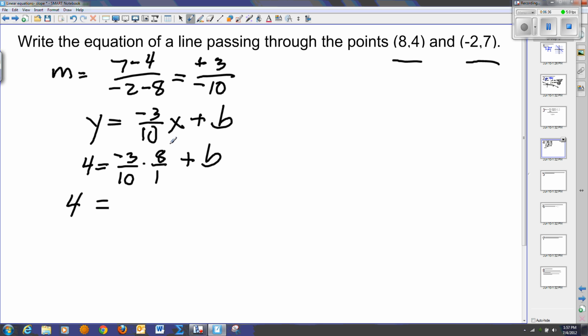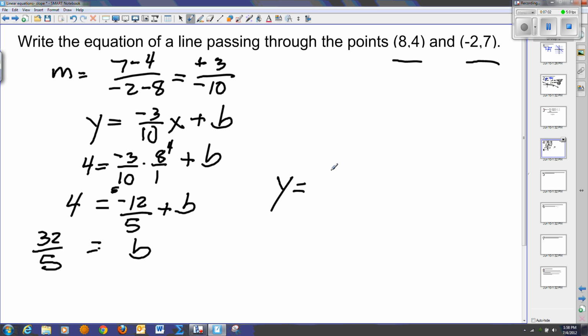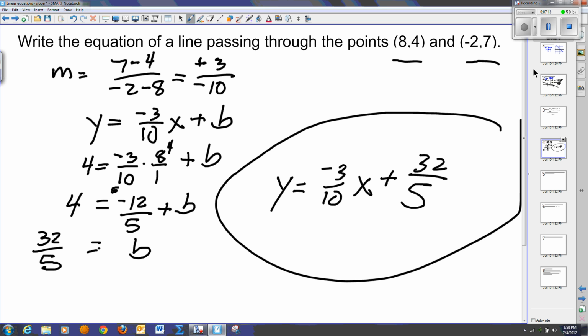4 here, this goes in 4 times up top, 5 times on bottom, giving me negative 12 over 5 plus b. And b is equal to, what, 32 over 5? When I add that over. So my equation for the line in slope-intercept form is y equals negative 3/10 x plus 32 over 5. And that's my guy.